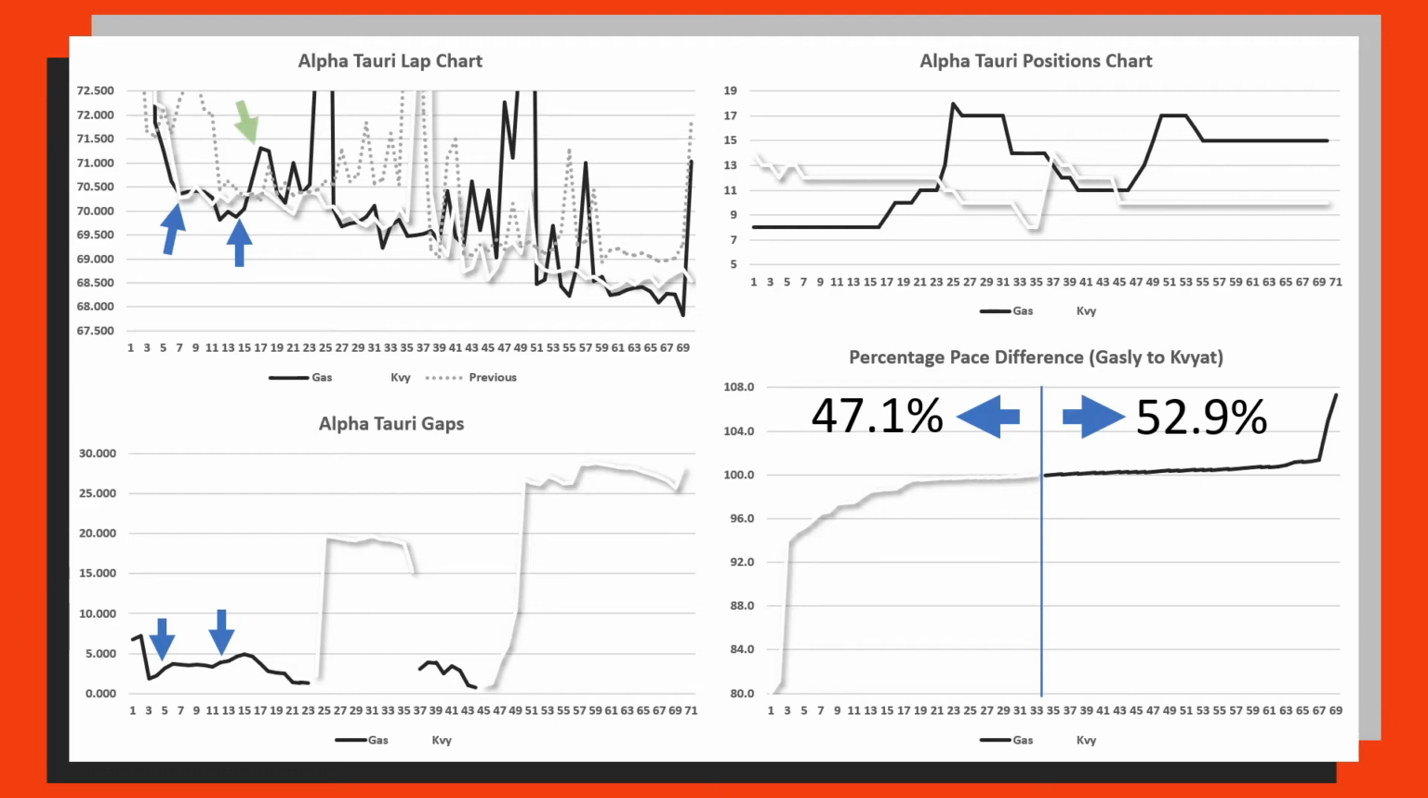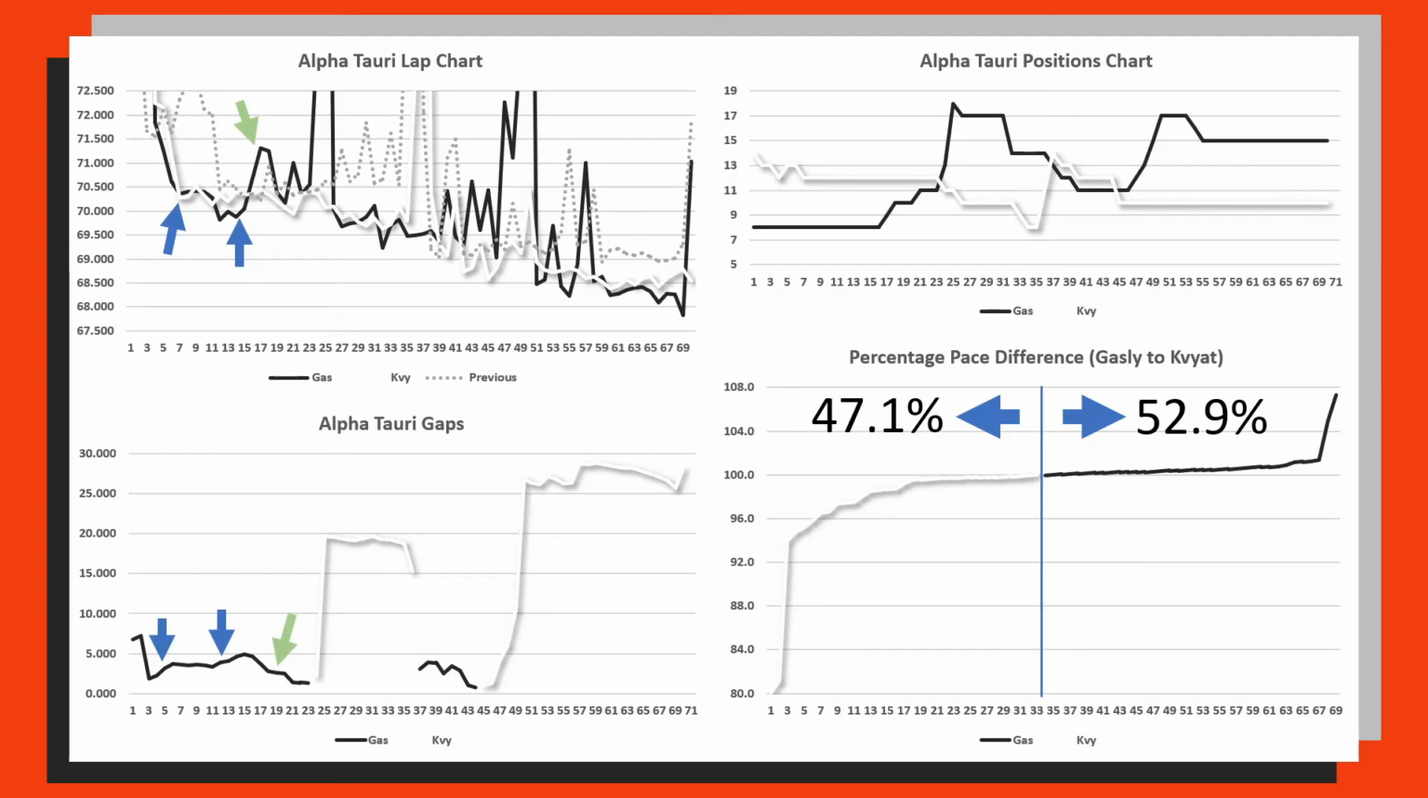However, Gasly ended up going on a poor run of laps. For 2 laps, he was above 71 seconds. That's a minute 11 lap times, where Danny Kvyat is happily in the low minute 10s, which ultimately ends up in the gap coming down. Gasly is still ahead, but the gap is now coming down.